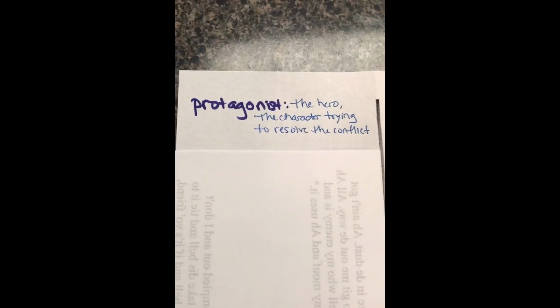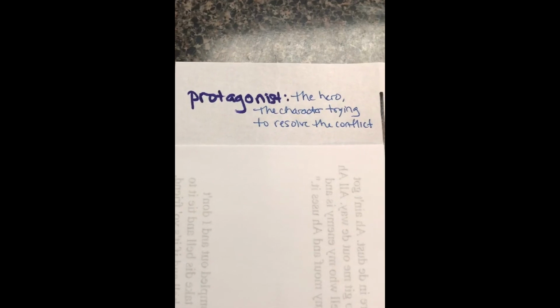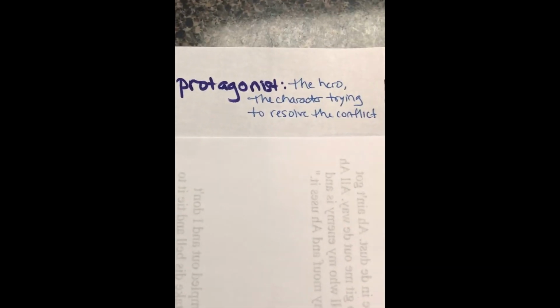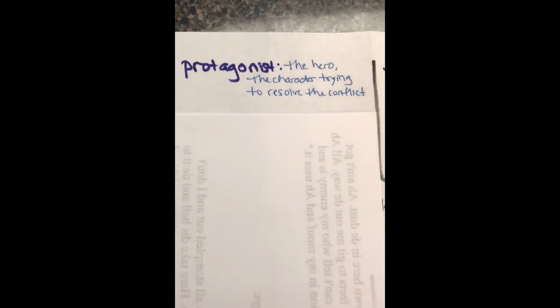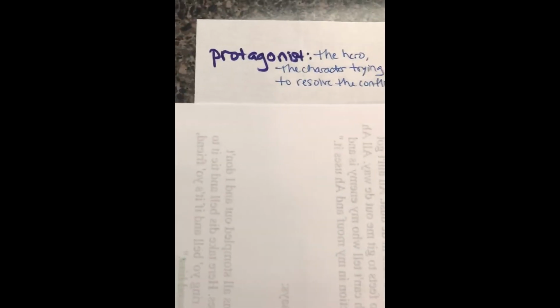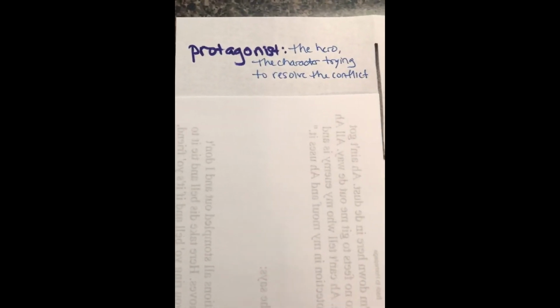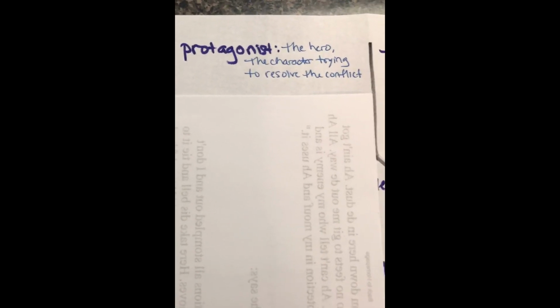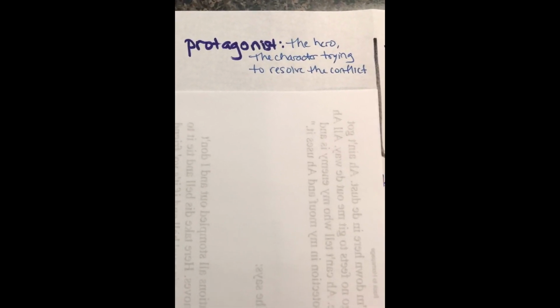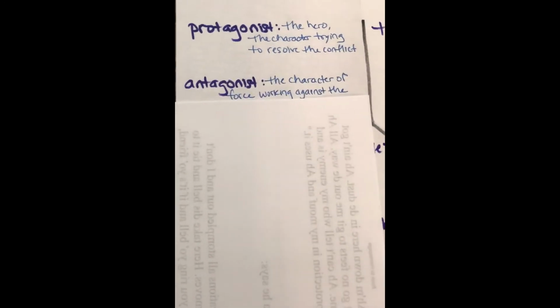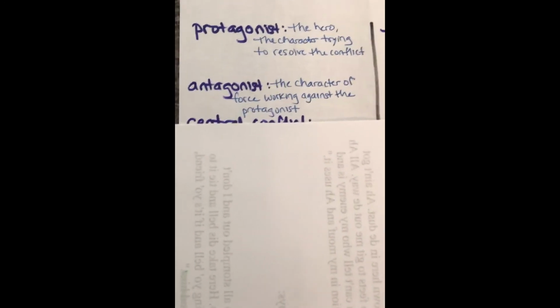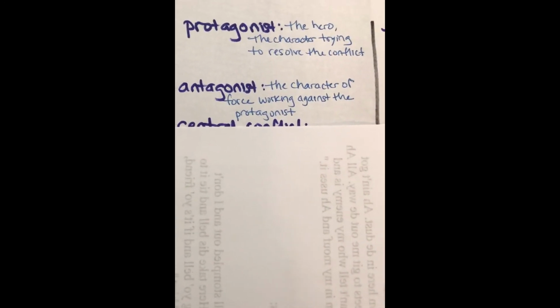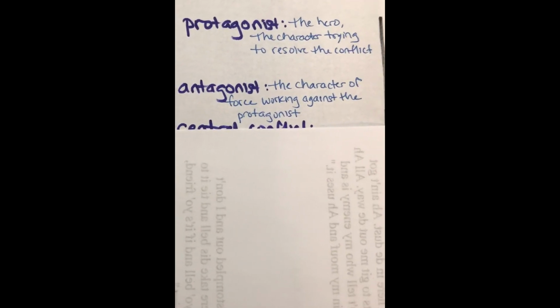All right, let's look at protagonist. Protagonist is the hero or the character trying to resolve the conflict. He's usually the good guy or she who is trying to do the right thing. It's the one that the reader really wants to succeed and the one that we feel is the most important character. The antagonist is the opposite of that character. It is the character or force working against the protagonist.